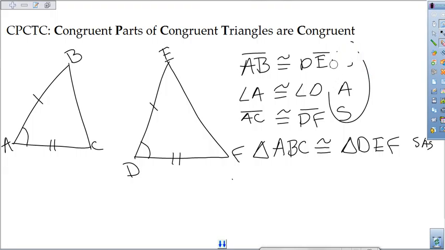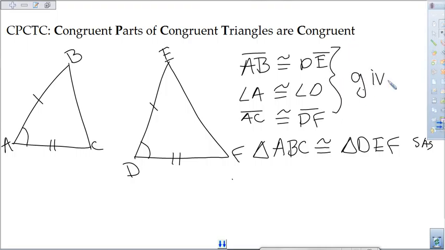If we were doing a little bit more formal, okay, these are given, and we know these are congruent by side angle side. What else could we say? Now that I know these are congruent, I can add the rest of these things. I can now say that angle B is congruent to angle E. I can say that angle C is congruent to angle F.